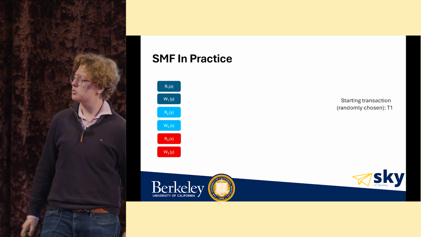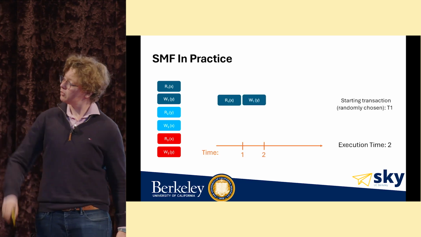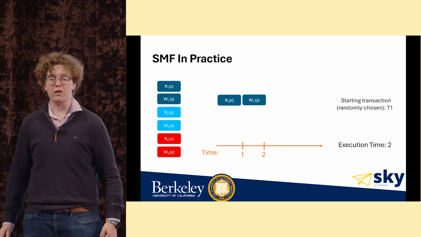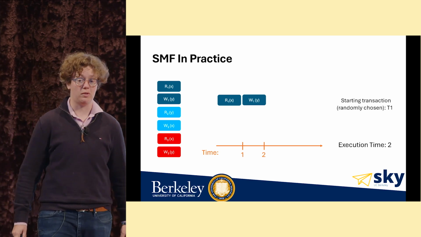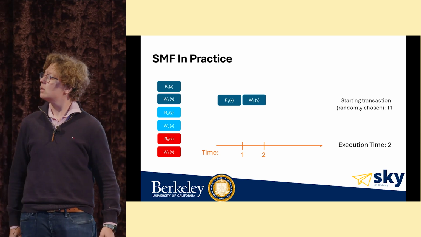Again, the random choice did not seem to matter in our experiments. So we execute it first. It takes 2 units to execute. And then we try to figure out which transaction we want to execute next. Now, there are 2 transactions that we could choose from, T2 and T3. So let's try T2.